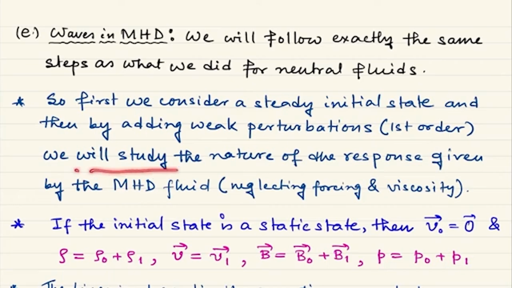And then we study the nature of the response given by the MHD fluid. After expressing every quantity as its initial value plus the first order perturbation, we replace all the values in the original equations, and finally we drop all the zeroth order terms, which nullify each other due to the zeroth order equations, and then we also neglect the terms which are of second order smallness, and then we have a set of linear equations.